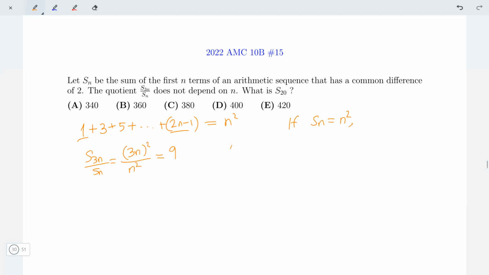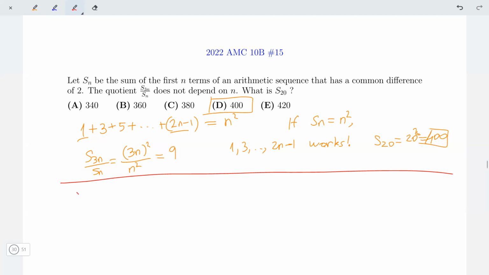So 1, 3, ..., 2n minus 1, the sequence of odd positive integers works. And that would give S20 equals 20 squared, which is 400. So the answer is D. Now let's see why that's the only solution.